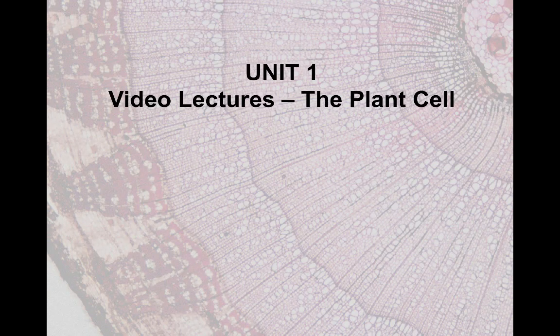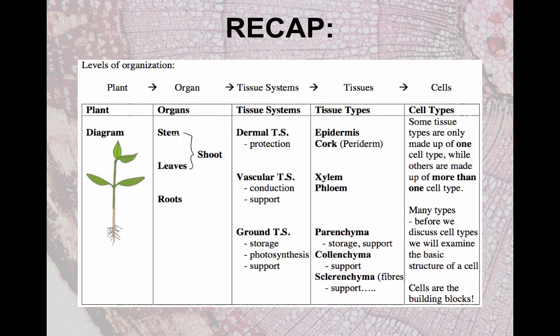But before we do that, let's just have an overview from today's lecture. So here we have a diagram of a typical plant. This is a young, say, seedling, and that plant is made up of three organs: stem, leaves, and roots. And the stem and leaves are organized into shoots.